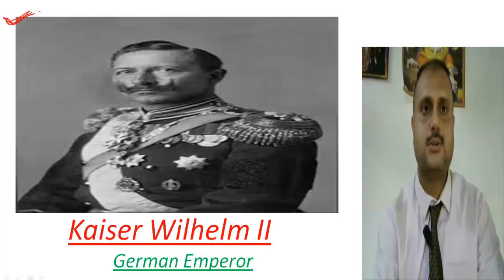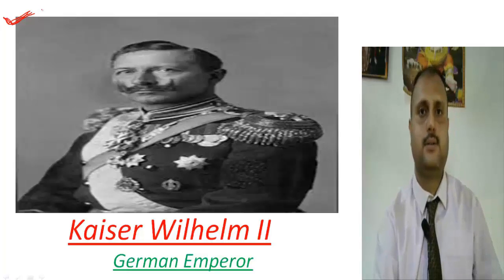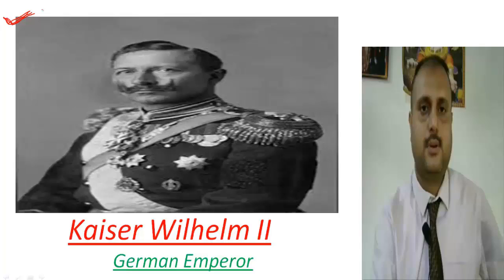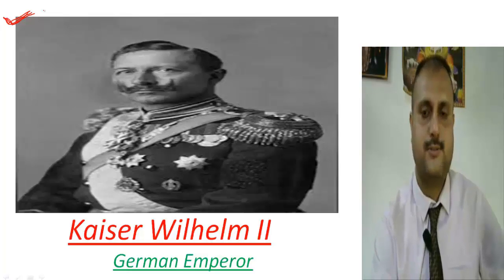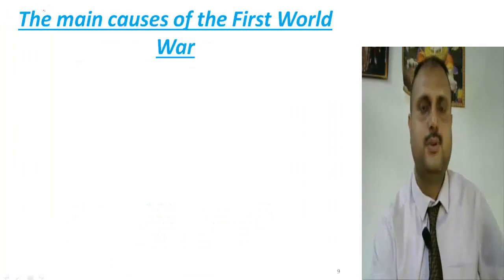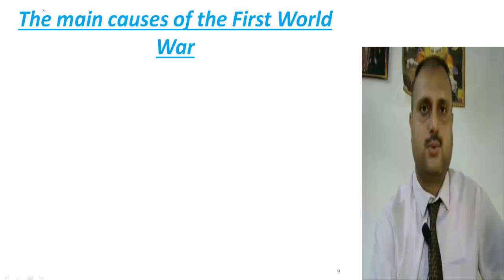He began to challenge other countries by conquering their adjacent territories. So Kaiser Wilhelm II is primarily held responsible for creating the conditions for the outbreak of the First World War. He is the German dictator, the German emperor. I hope you have understood how this person is responsible for the outbreak of the First World War. Now let's move on.